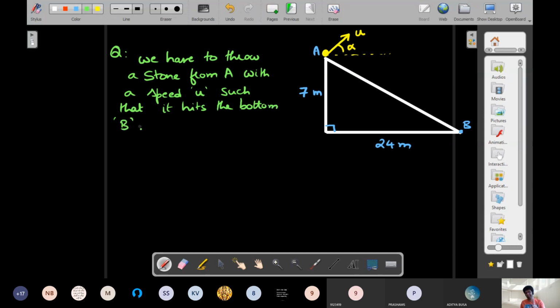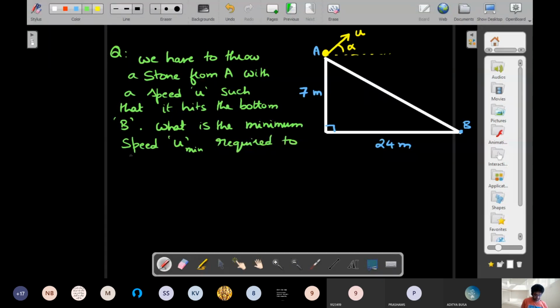Okay, let's make it more interesting. At the start I said your u is fixed. No, let's not fix u also. You can throw in any direction with any speed. Okay, so both u and alpha are variables. So let's try to think that way. You need to tell me what is the minimum speed u min required to do so. Okay, so we have just made it more challenging.